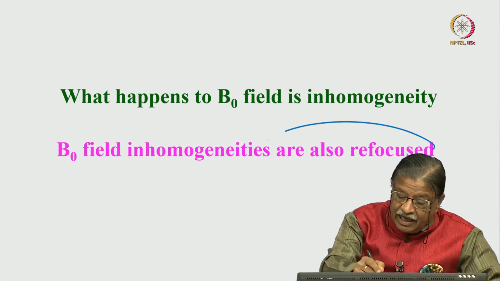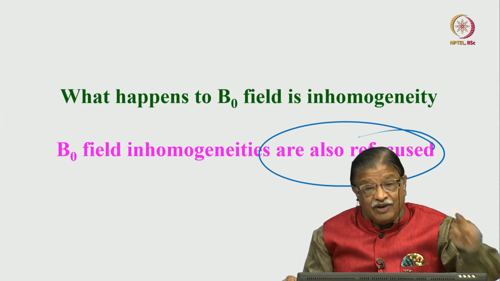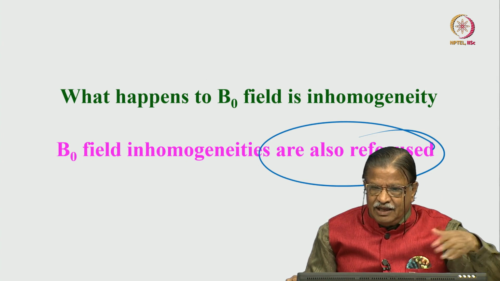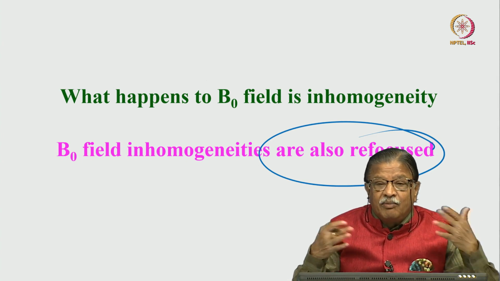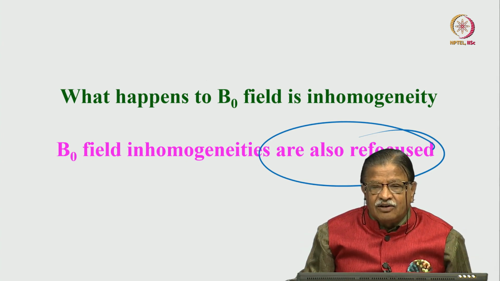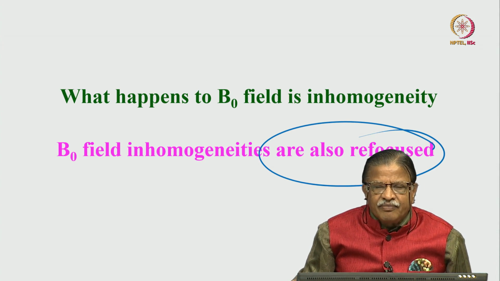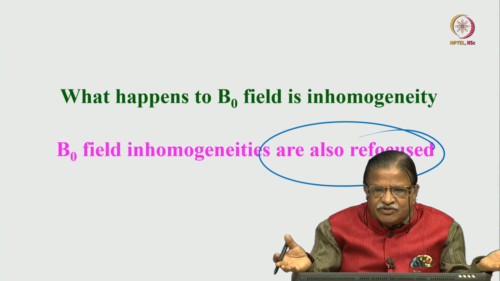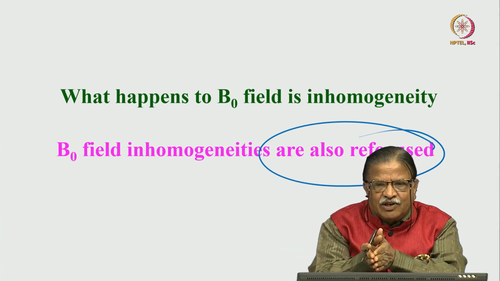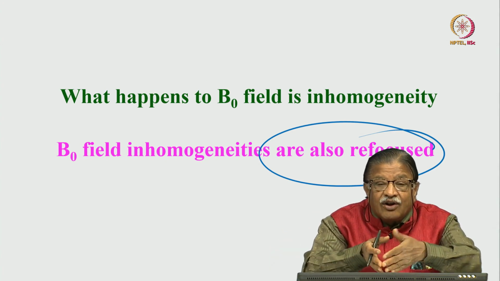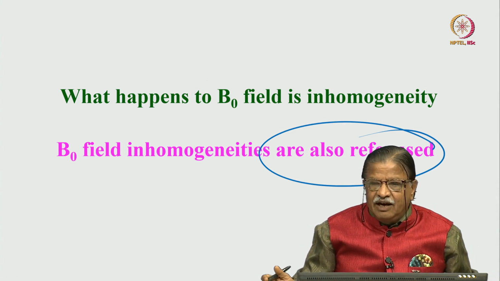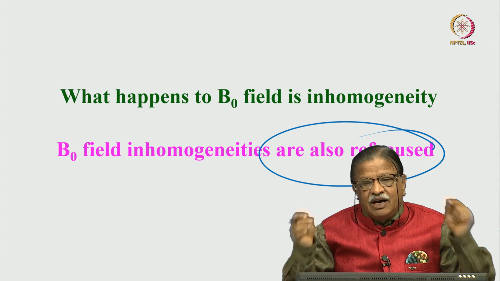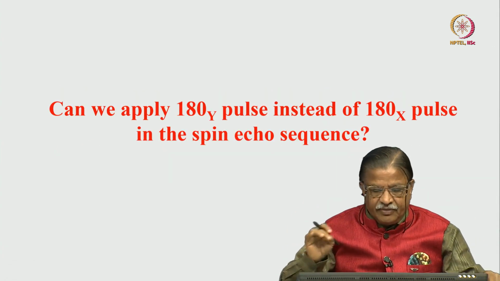Interestingly, they also get refocused. Field inhomogeneity is also refocused. That is the important point. Not only chemical shifts, field inhomogeneity, if it is there, also gets refocused. Why? Because their resonating frequencies are different with a different field. Again, chemical shifts will be different. Since the chemical shifts are refocused, inhomogeneities are also refocused. That is the logic. So, inhomogeneity is also refocused along with the chemical shifts.